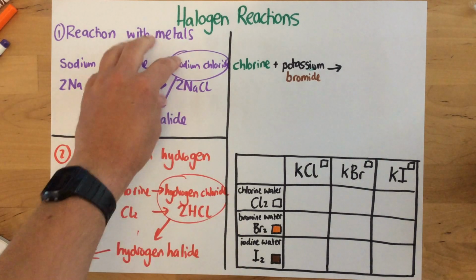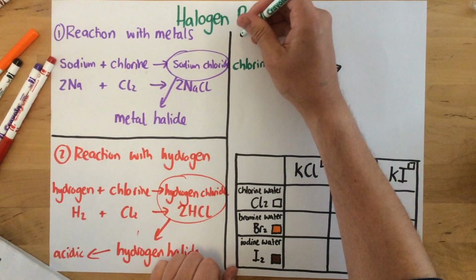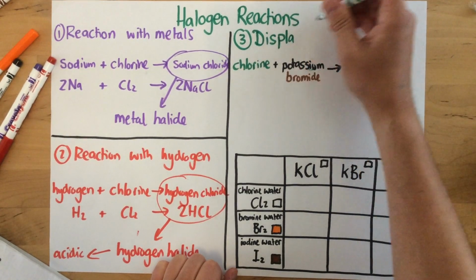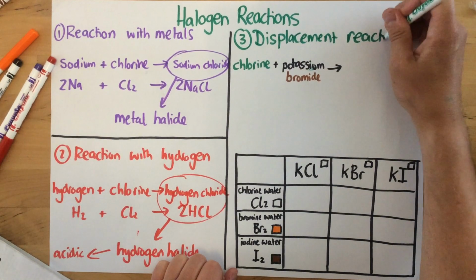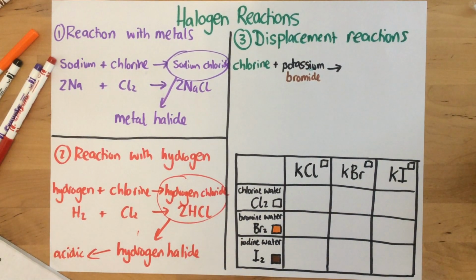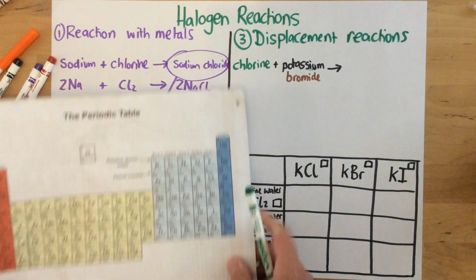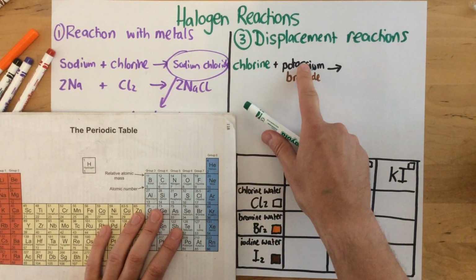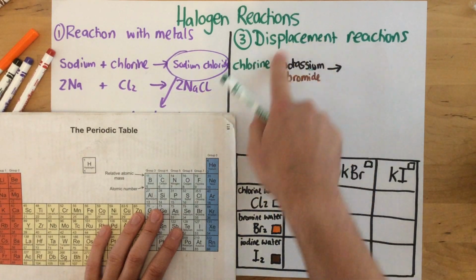As you can see, those first two types of reactions are very simple. The next type of reaction involving halogens that we need to know about are displacement reactions. A displacement reaction is when a more reactive element replaces a less reactive element. Let's have a look at this example. Here we have chlorine all by itself, and we have potassium bromide, so potassium and bromine in a compound.